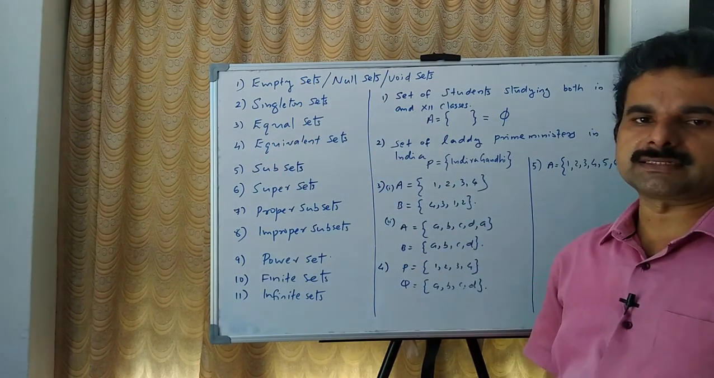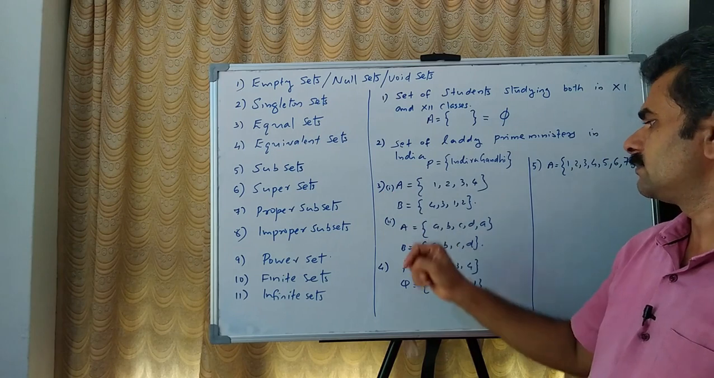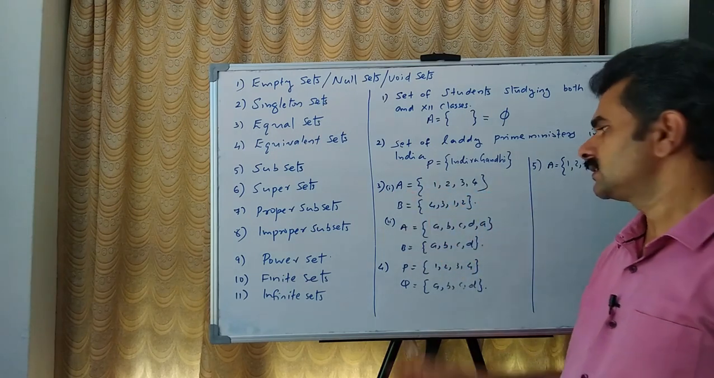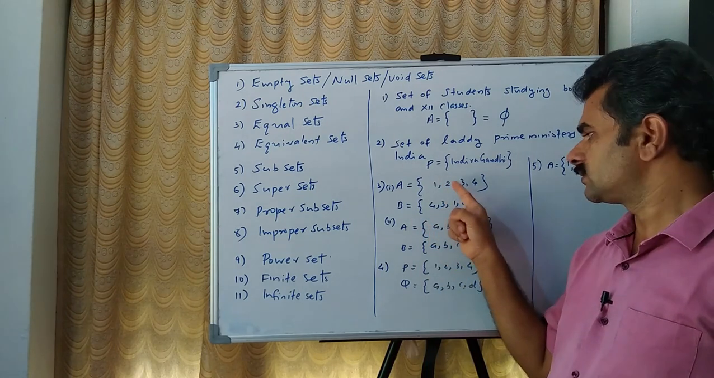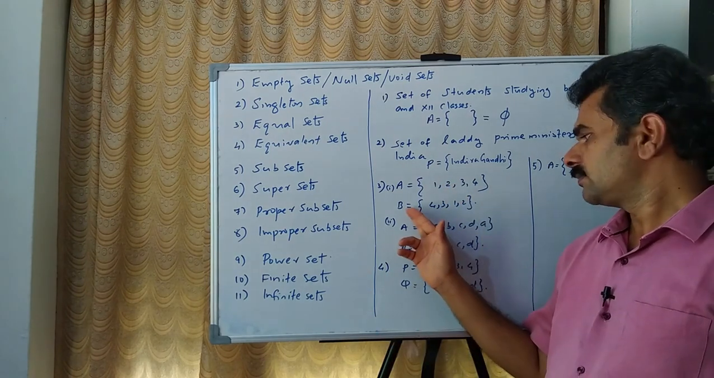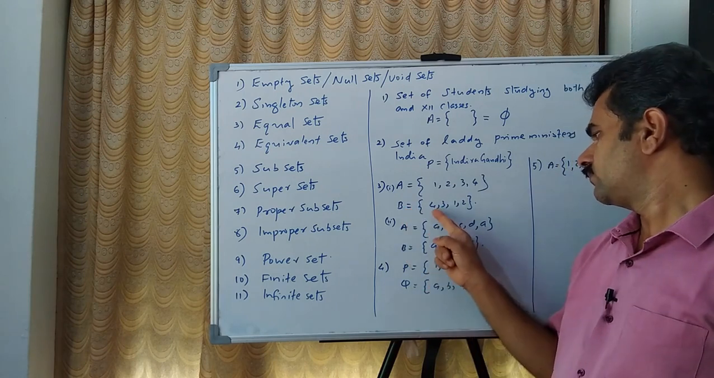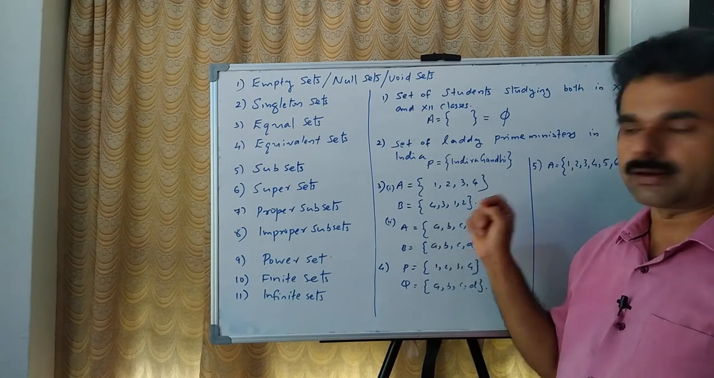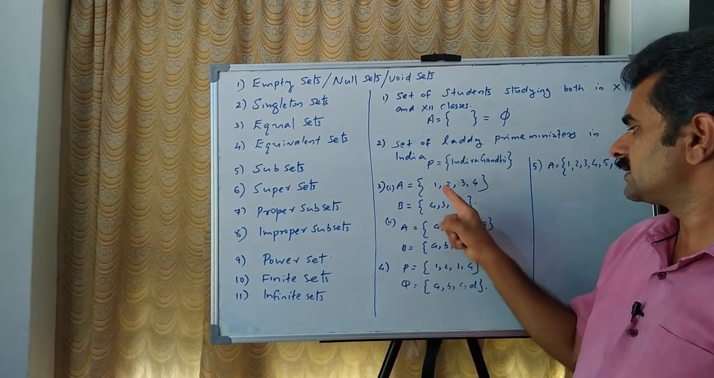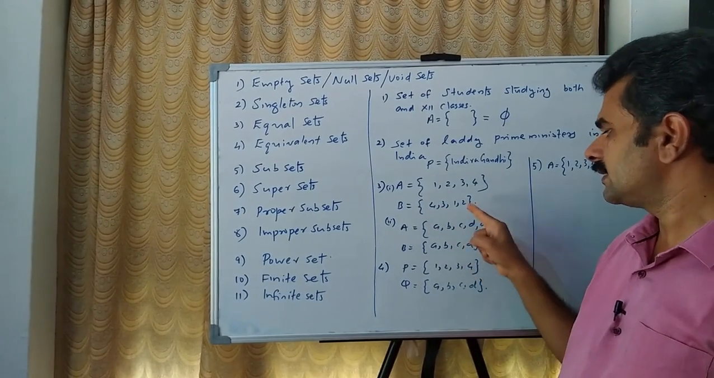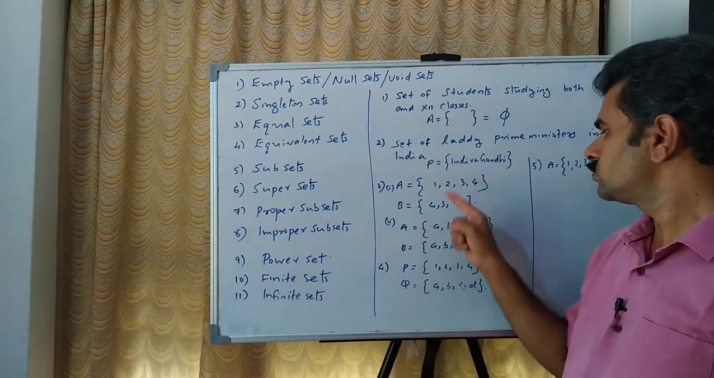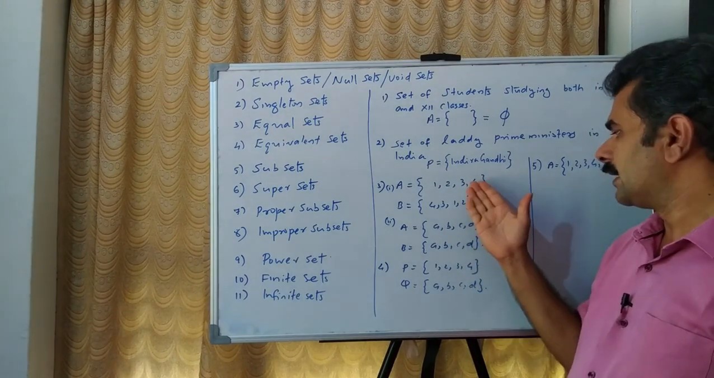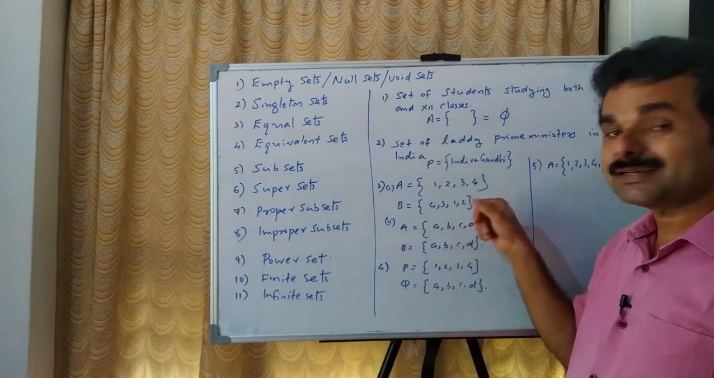Then equal sets. For example, A is equal to set 1, 2, 3, 4. How many elements? 4 elements. Elements are 1, 2, 3, 4. B is another set, 4, 3, 1, 2. How many elements? 4 elements. Can you see 1 here? Yes, 1 is here. 2, yes, here. 3, okay. 4, okay. So elements are the same, but the order is different.